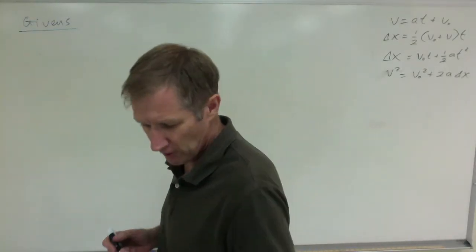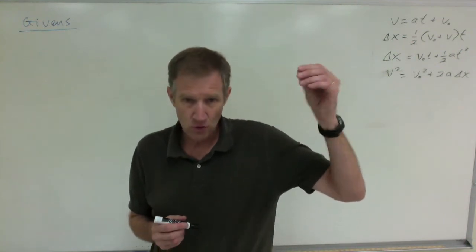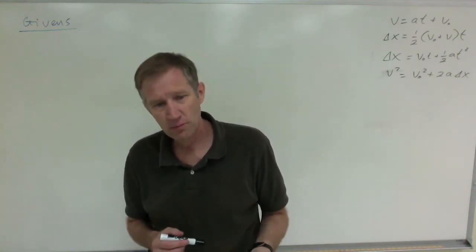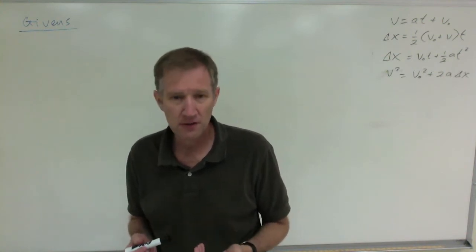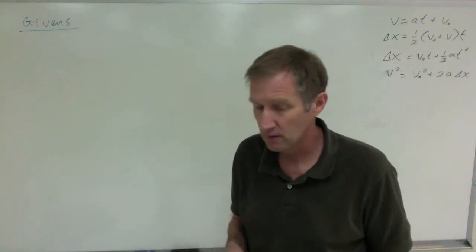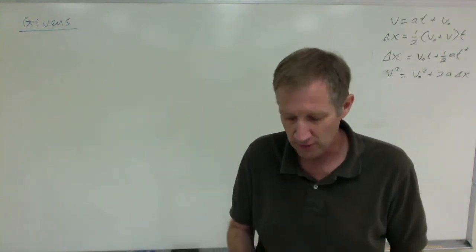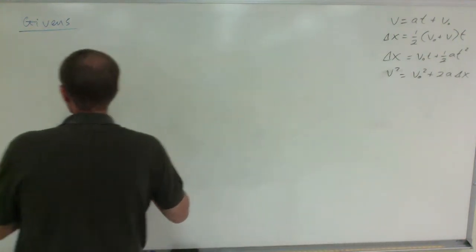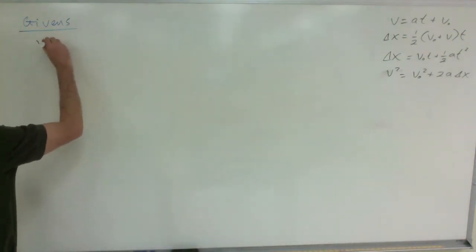Okay, another example. Here's an object that is released, is dropped. It falls 12 meters. How long does it take to fall 12 meters, and what's its velocity at 12 meters, all right, as it's falling, just before it hits anything, or while it's falling, what's its velocity at the 12-meter point? Okay, givens. Initial velocity is 0.